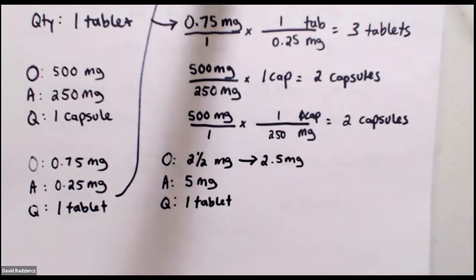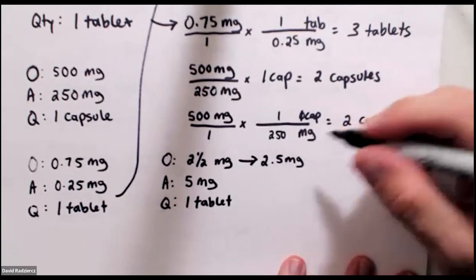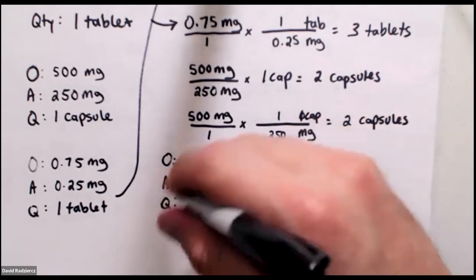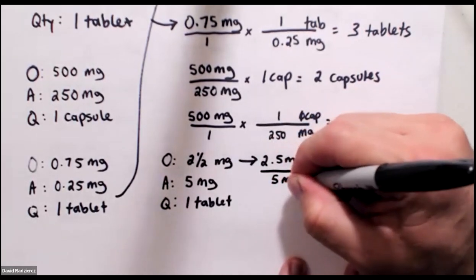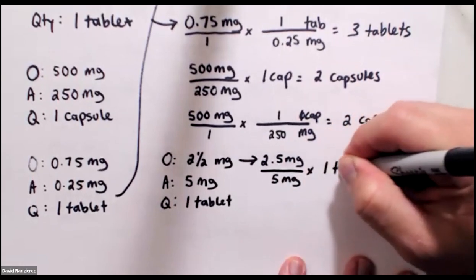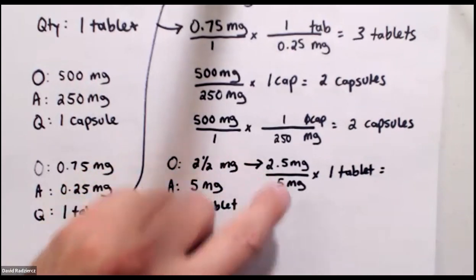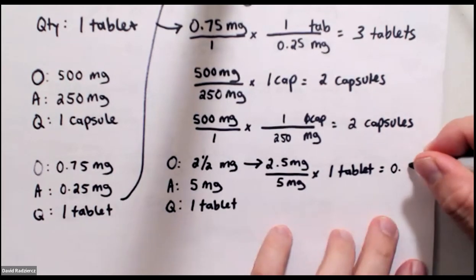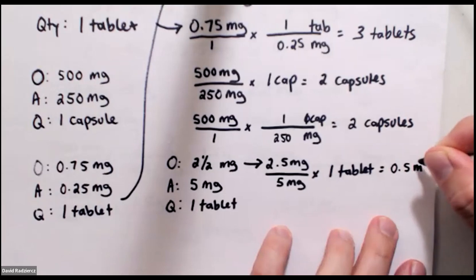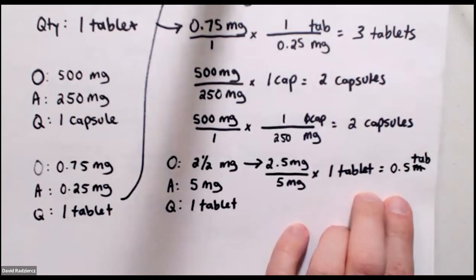So 2.5 milligrams is also 2.5 milligrams. And so following the order over available, 2.5 milligrams over 5 milligrams times the 1 tablet. And then what I'm going to do is I'm going to take in my calculator, I'm going to do 2.5 divided by 5, and I'm going to get an answer of 0.5 tablets. I'm just going to write tab. 0.5 tablets.